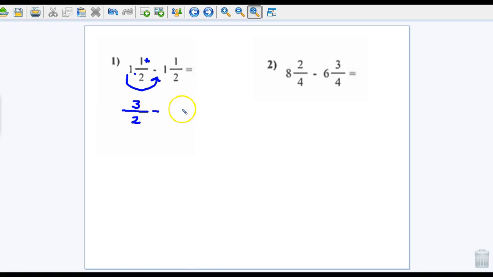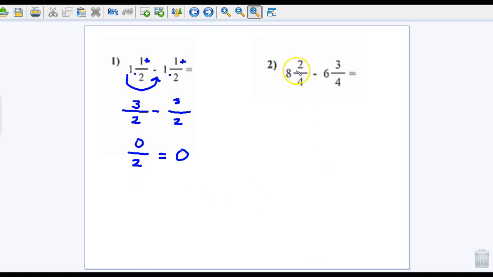So I know that my denominator for my next problem is also going to be 2, because this does not change. And I'm going to do the same thing. 1 times 2 is 2. Plus 1 is 3. So when I have common denominators, that means they are the same. My denominator does not change. I just subtract the top two numbers. So 3 minus 3 equals 0. 0 divided by 2 is 0. So my answer is 0.